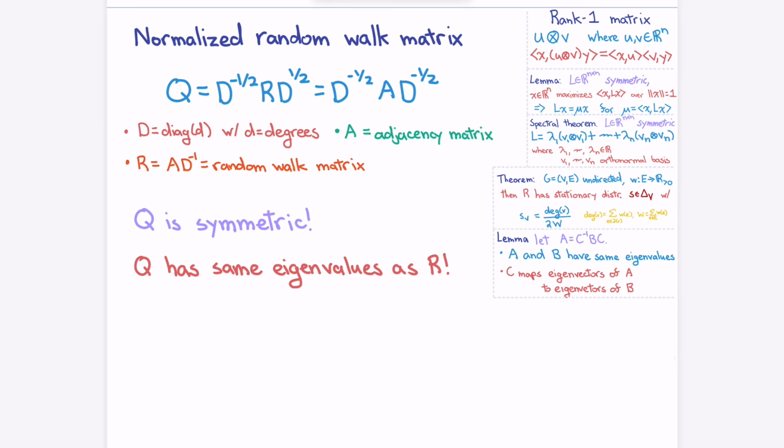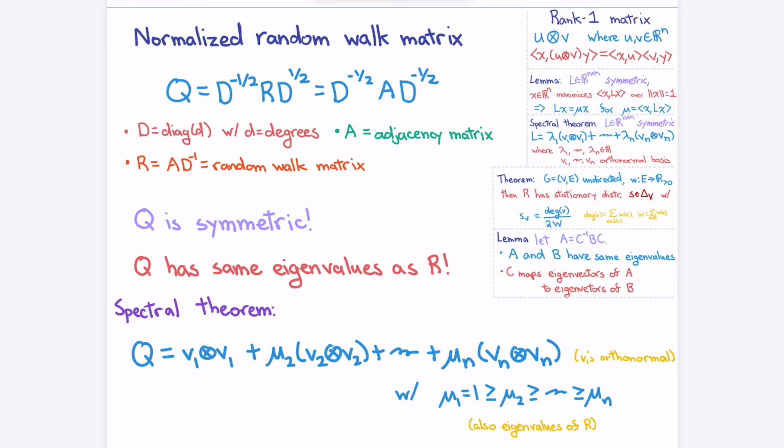So Q is similar to R, but it's symmetric. So Q, we're going to be able to do full surgery and just open everything up, and we'll still be able to say something about R. The spectral theorem applied to Q says that there's some orthonormal basis V1 to Vn, and eigenvalues mu1 to mu(n), listed from largest to smallest.